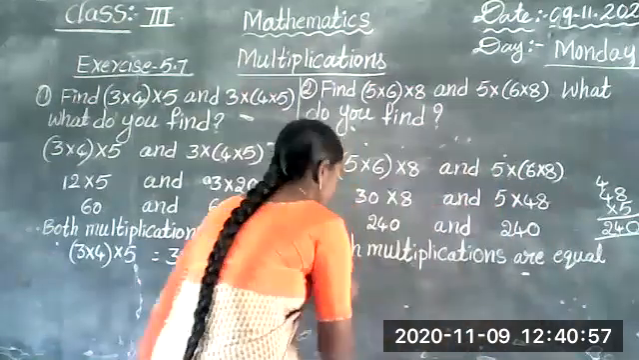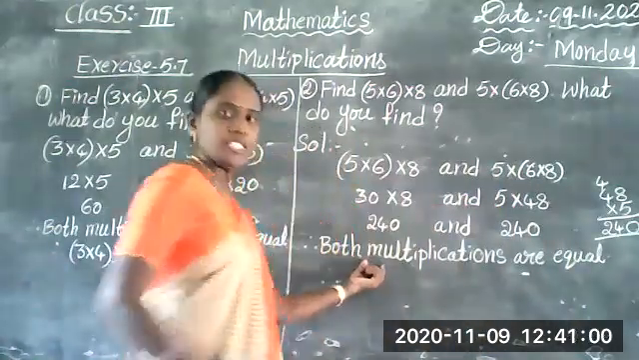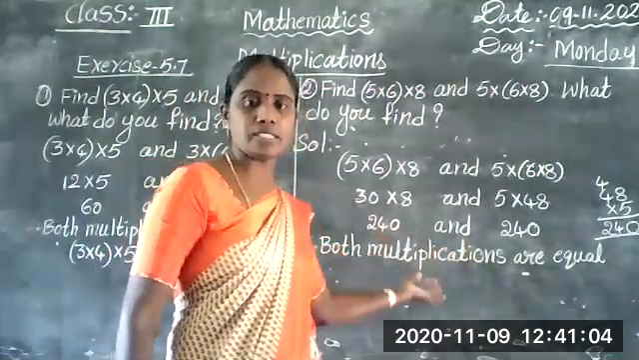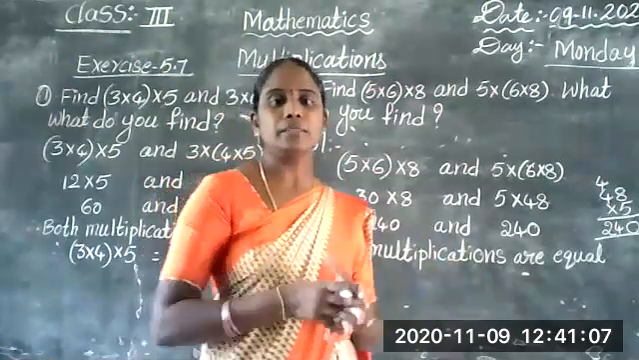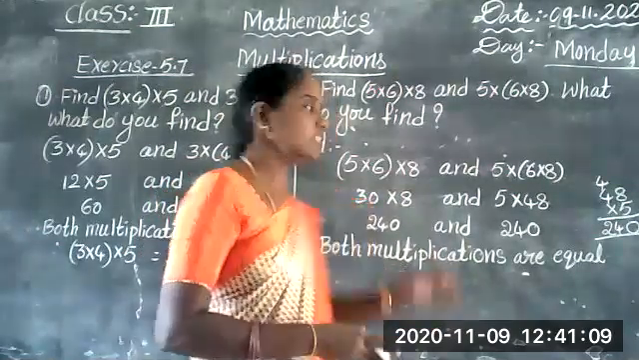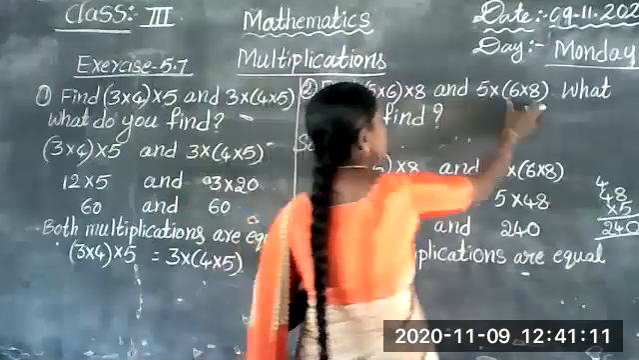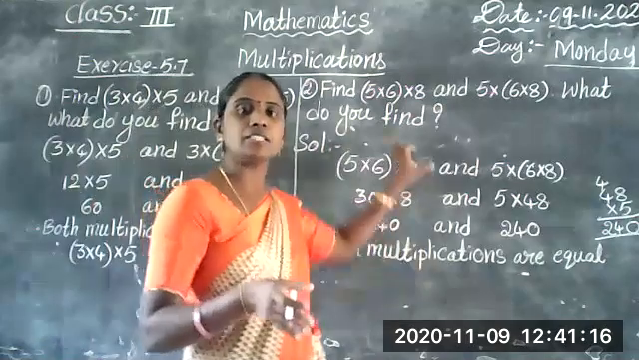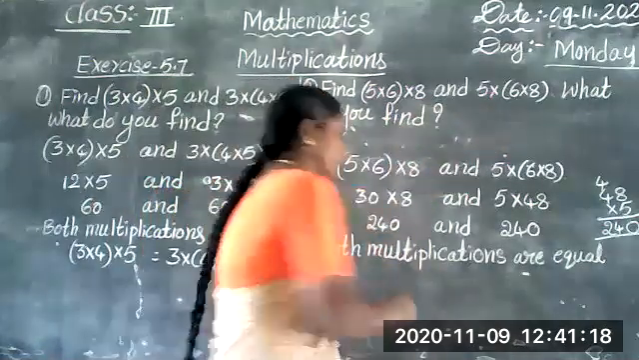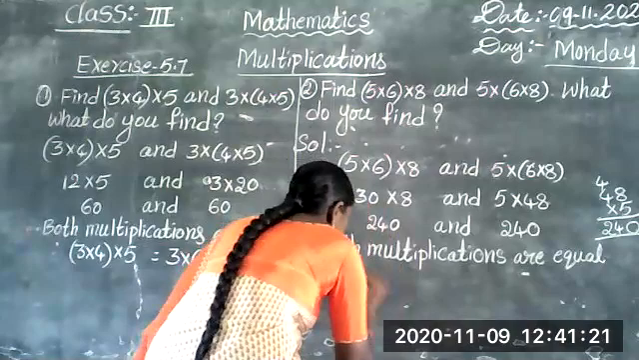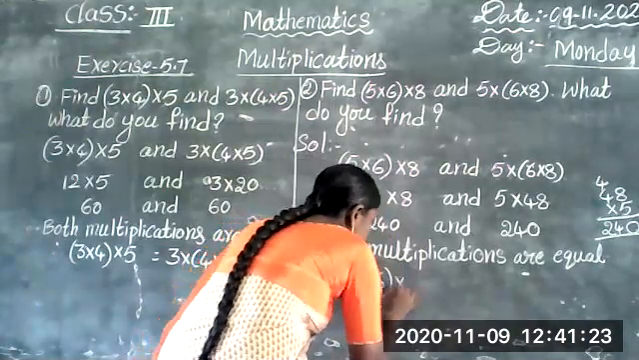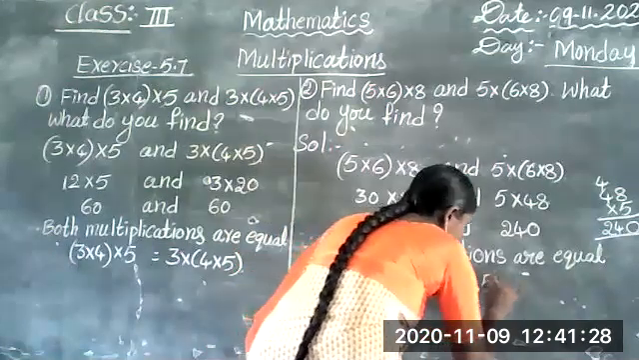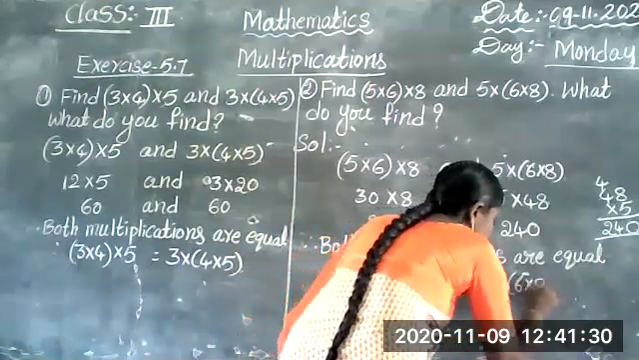Okay, both multiplications are equal. This inverse we have written. How can we write it symbolically? This multiplication is equal to this multiplication. Both multiplications are equal: 5 into 6 into 8 and 5 into 6 into 8.